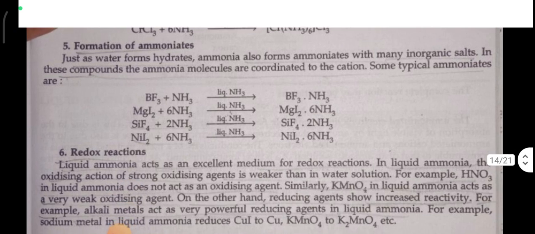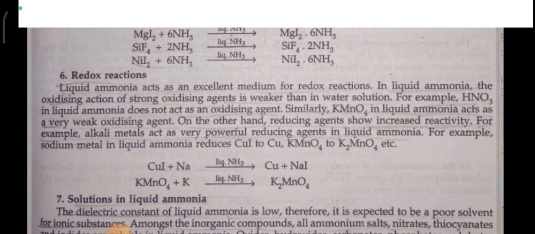Redox reactions. Liquid ammonia acts as an excellent medium for redox reactions. In liquid ammonia, the oxidizing reaction of strong oxidizing agents is weaker than in water solution. For example, NO3- in liquid ammonia does not act as an oxidizing agent. Similarly, KMnO4 in liquid ammonia acts as a very weak oxidizing agent.